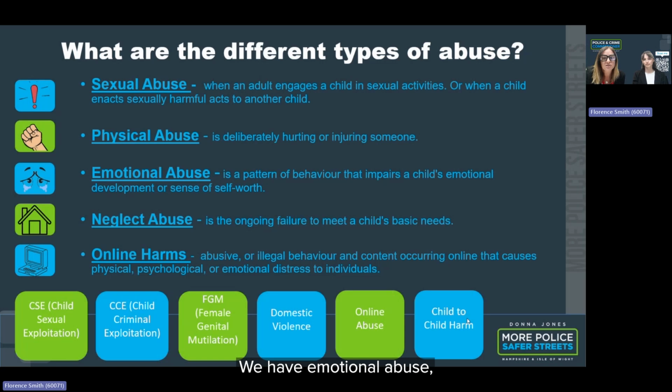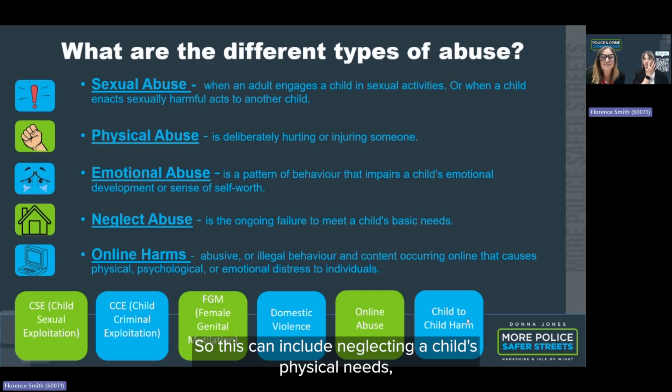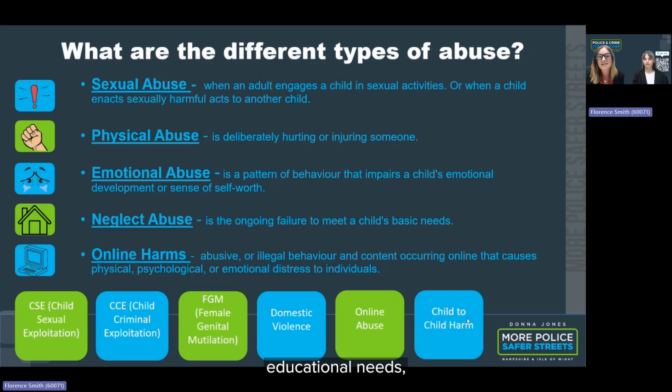We have emotional abuse. So this may include constant criticism, threats, or rejection, as well as withholding love, support, or guidance. And neglect. So this can include neglecting a child's physical needs, educational needs, emotional needs, and medical needs. It's a broad category and probably the most common form of child abuse. Online harms as well, which obviously is getting bigger at the moment.